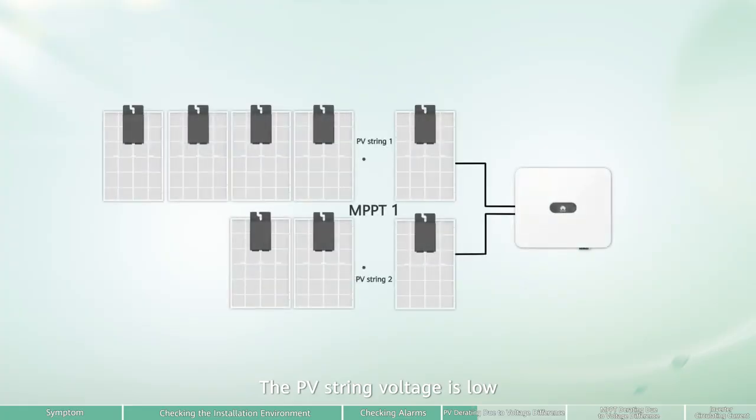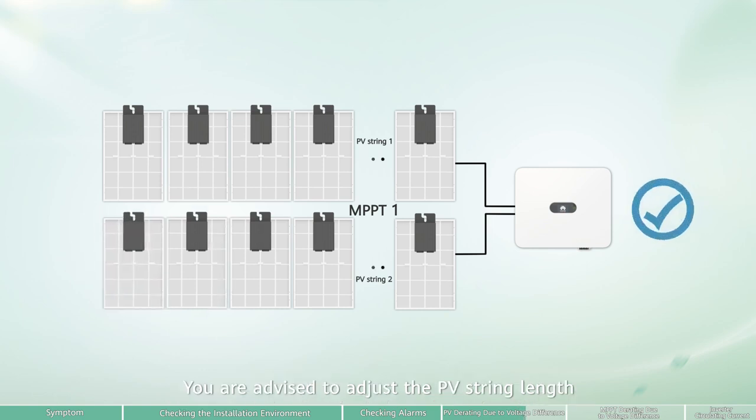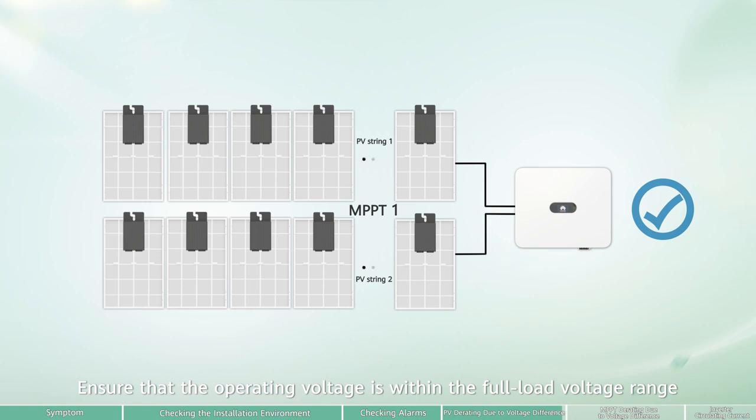The PV string voltage is low. The inverter's performance is reduced because the full load MPPT voltage is not reached. You are advised to adjust the PV string length. Ensure that the operating voltage is within the full load voltage range.